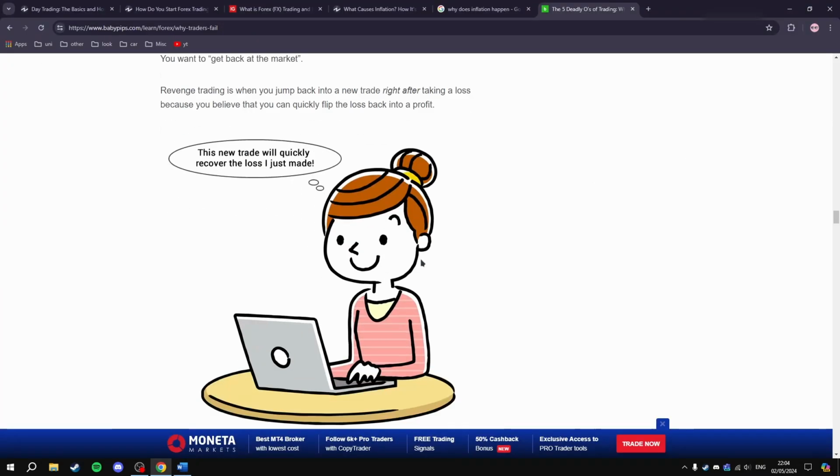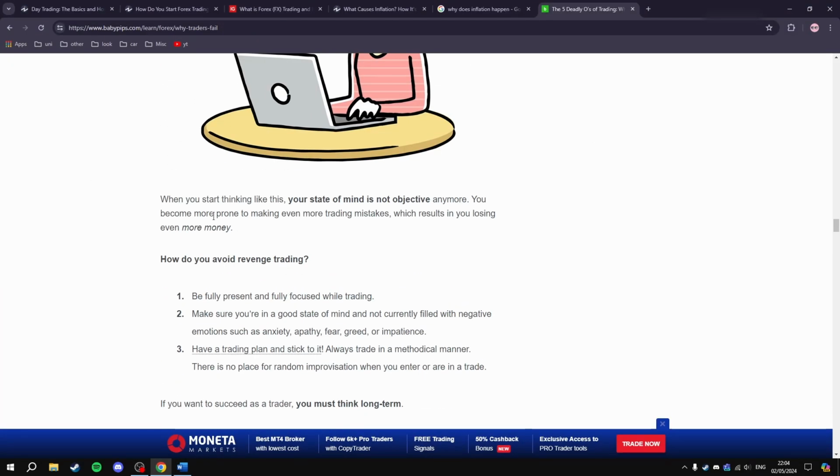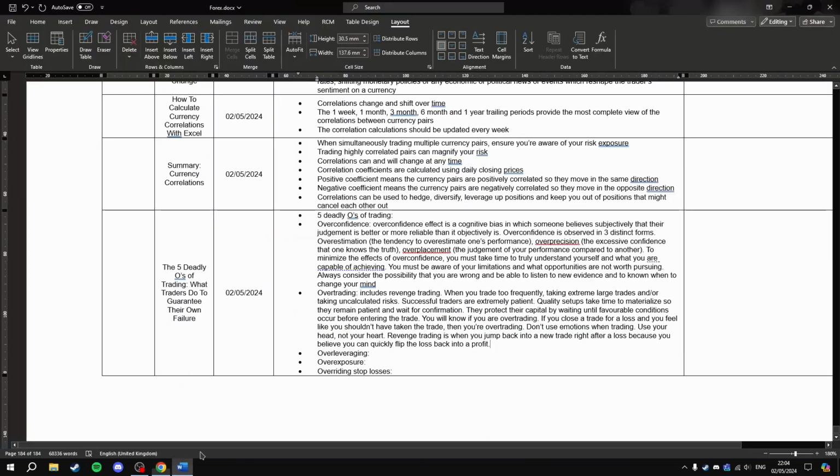This new trade will quickly recover the loss I just made. When you start thinking like this, your state of mind is not objective anymore. You become more prone to making even more trading mistakes, which results in you losing even more money. How do you avoid revenge trading?